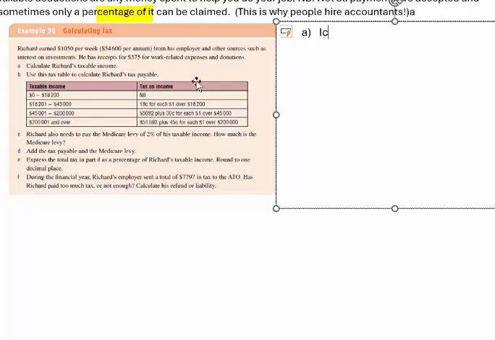So his income equals $54,600 per annum. And then it tells us that he has receipts, which are deductions for $375 and some for donations. So we'll write that down. Deductions equals $375.